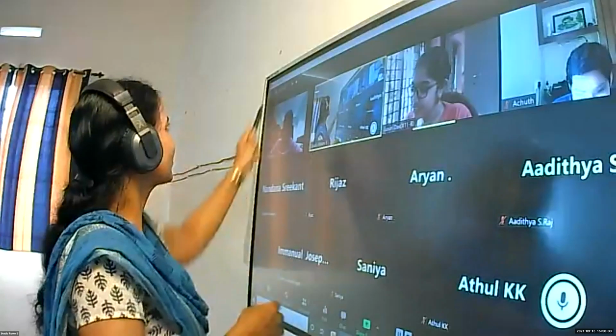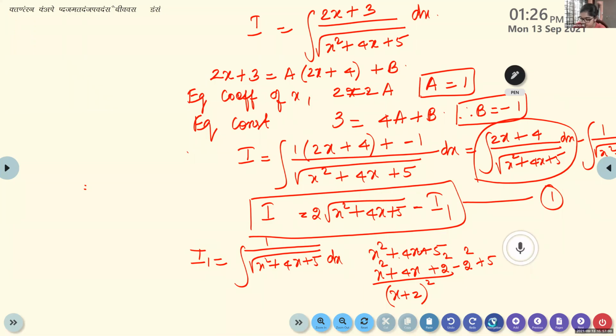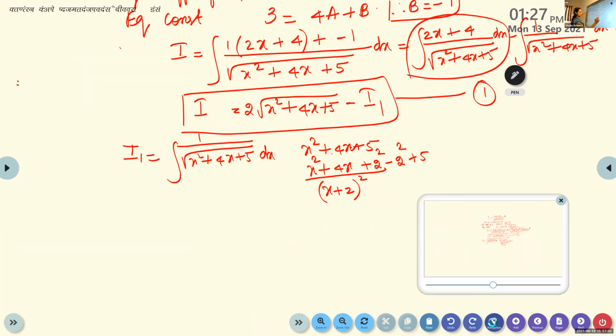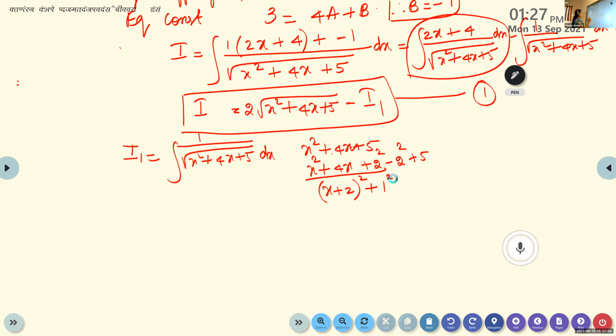I1 is equal to, so it is (x plus 2) the whole square plus 1 square. So we can write this as integral of 1 by root of (x plus 2) the whole square plus 1 square into dx.